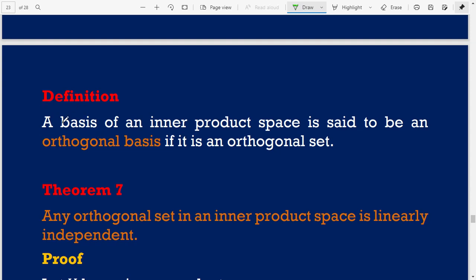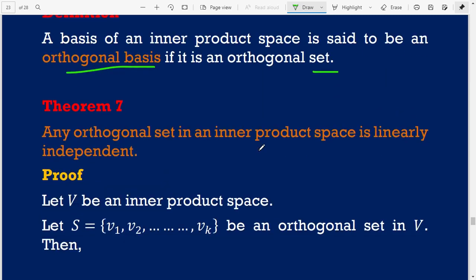Next definition. A basis of an inner product space is said to be an orthogonal basis if it is an orthogonal set. And now the theorem: any orthogonal set in an inner product space is linearly independent. So let us see the proof.